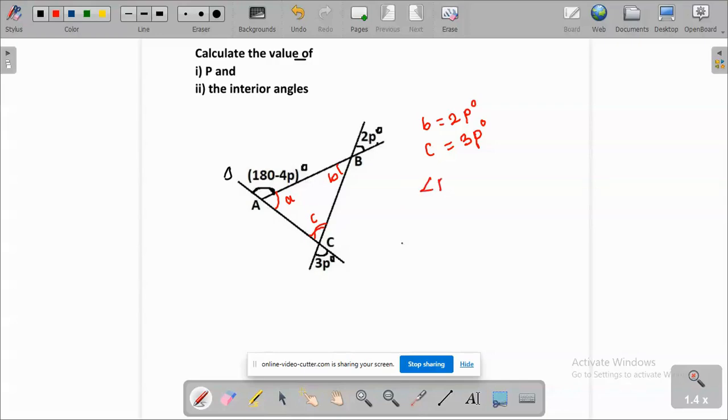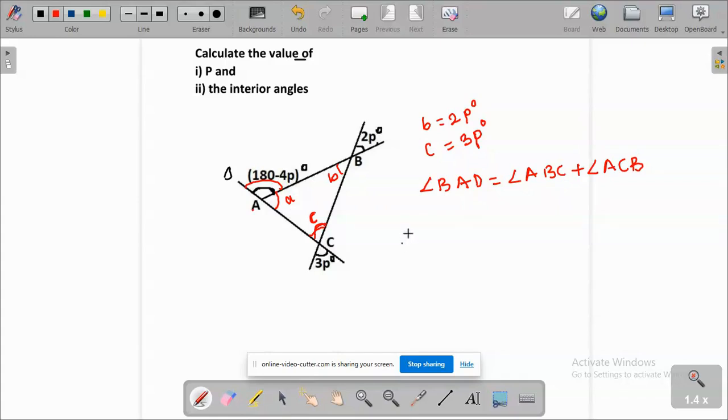Then if you look at angle BAD, angle BAD is equal to angle ABC plus angle ACB. So we are referring to this angle here, which is the exterior angle to the triangle ABC, and it is equal to the sum of this angle C plus B.